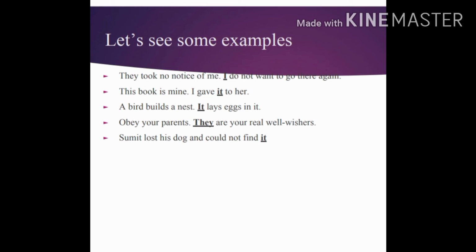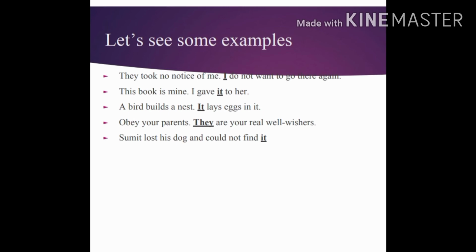Next one. This book is mine. I gave it to her. It. I'm talking about that book only. Book is a thing, so I have used it. I have not used the word book again and again.